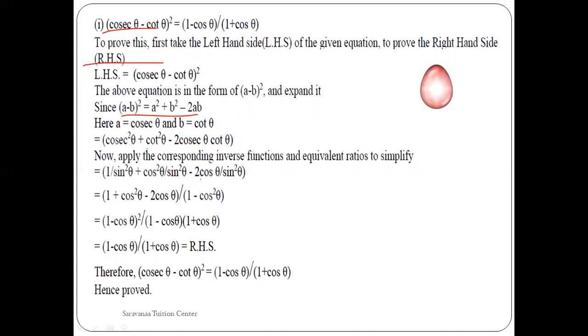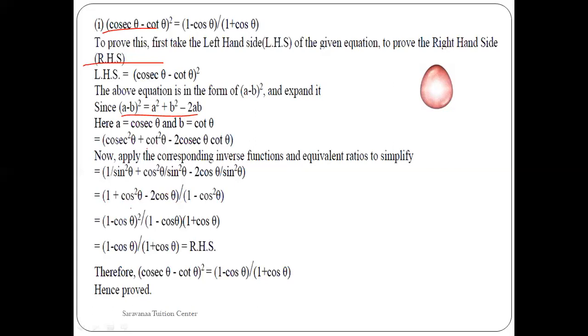Sin square theta is common. Sin square theta's whole thing is 1 minus cos square theta. Sin square theta plus cos square theta equals 1, so sin square theta equals 1 minus cos square theta. That's the only thing they have used here. Then now 1 plus cos square theta minus 2 cos theta.